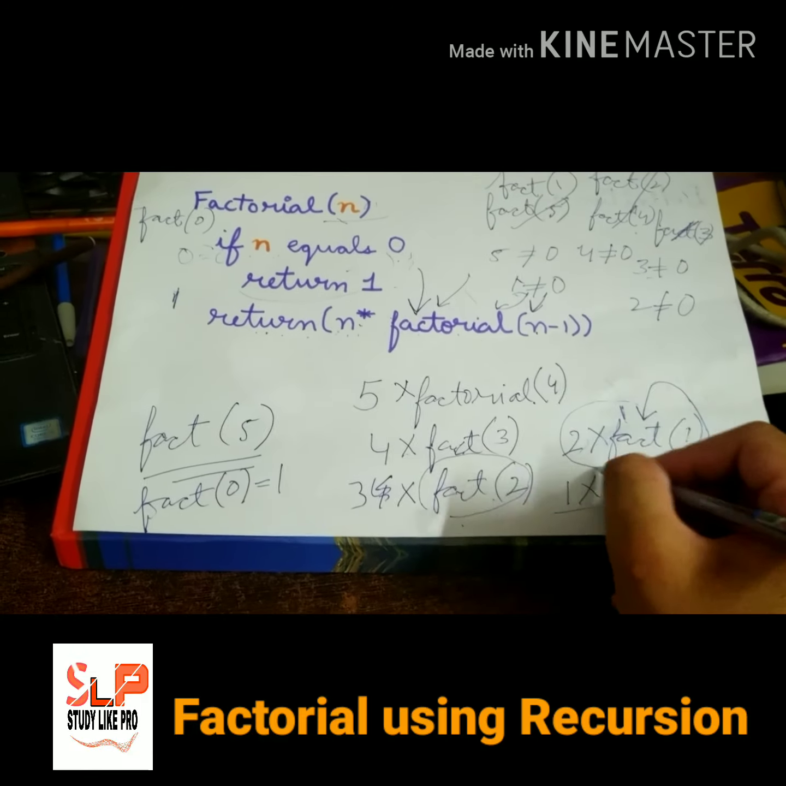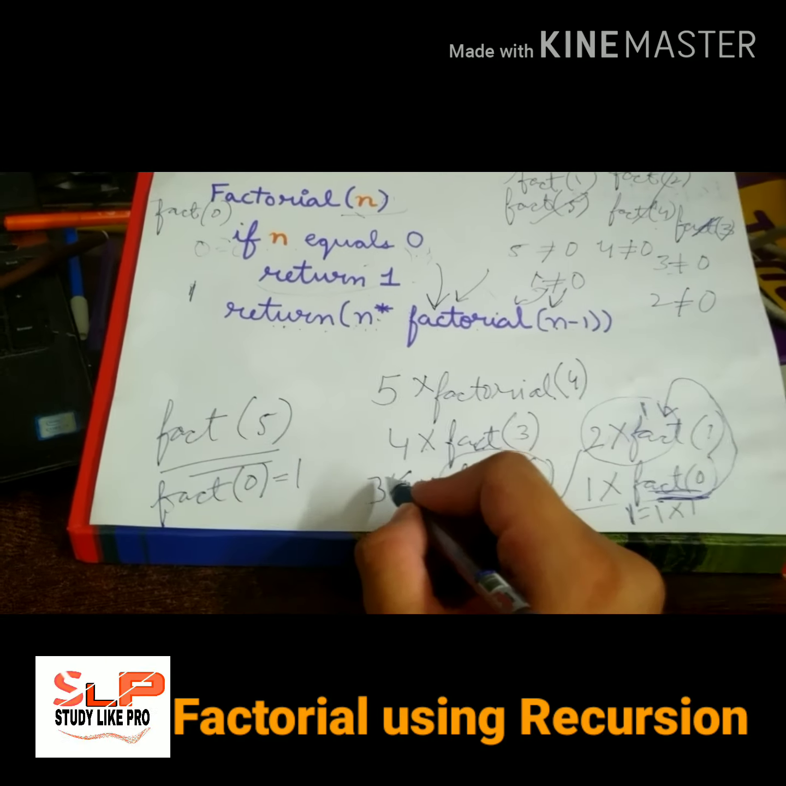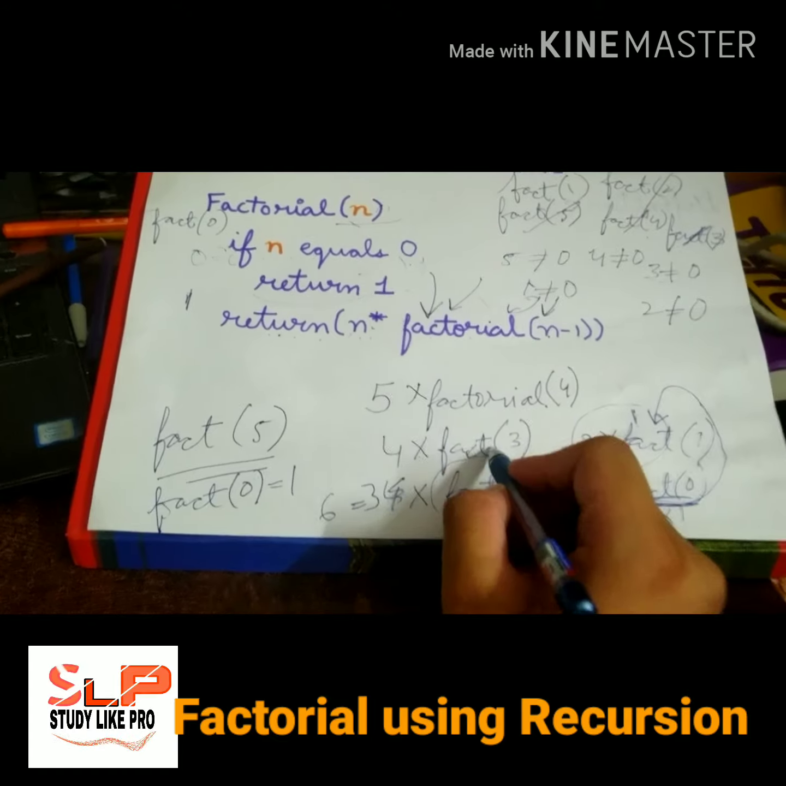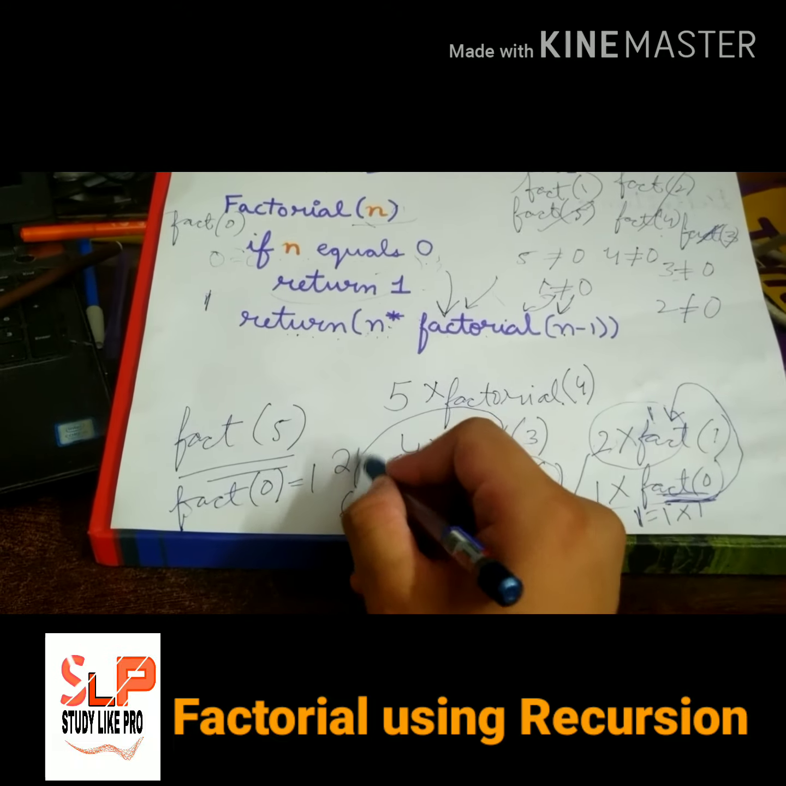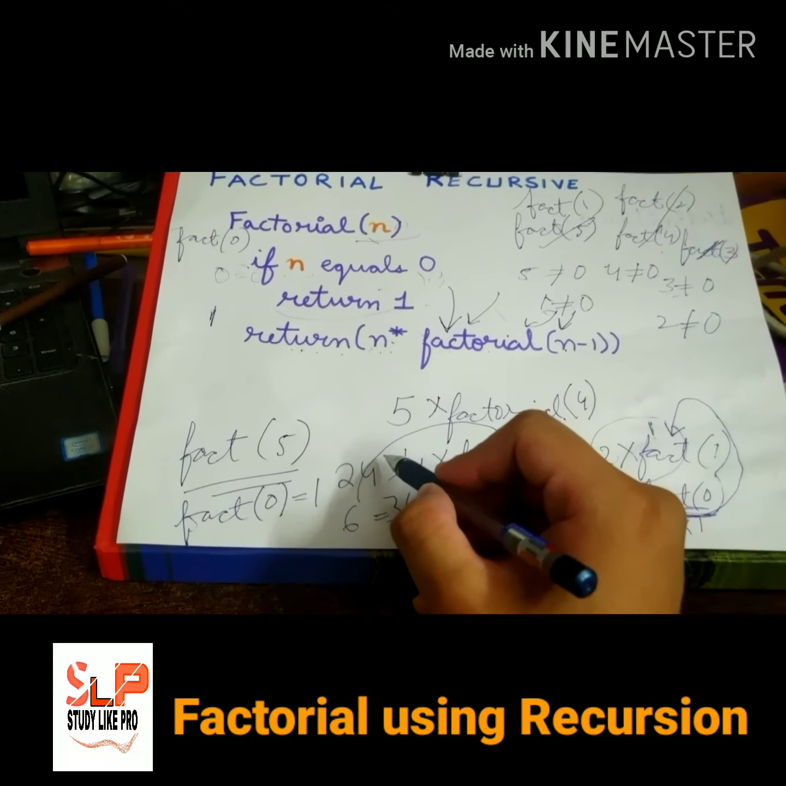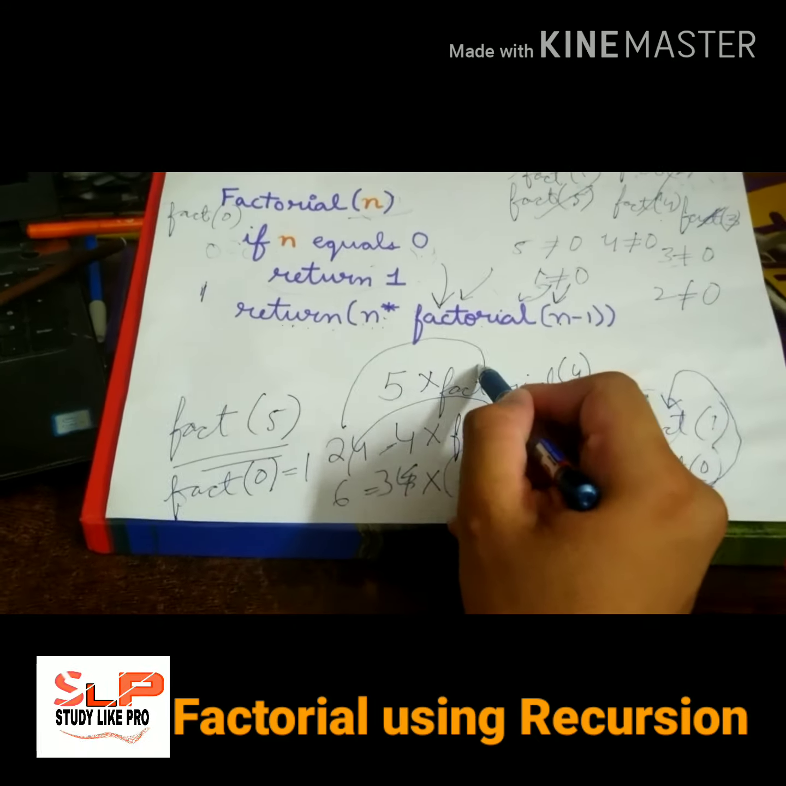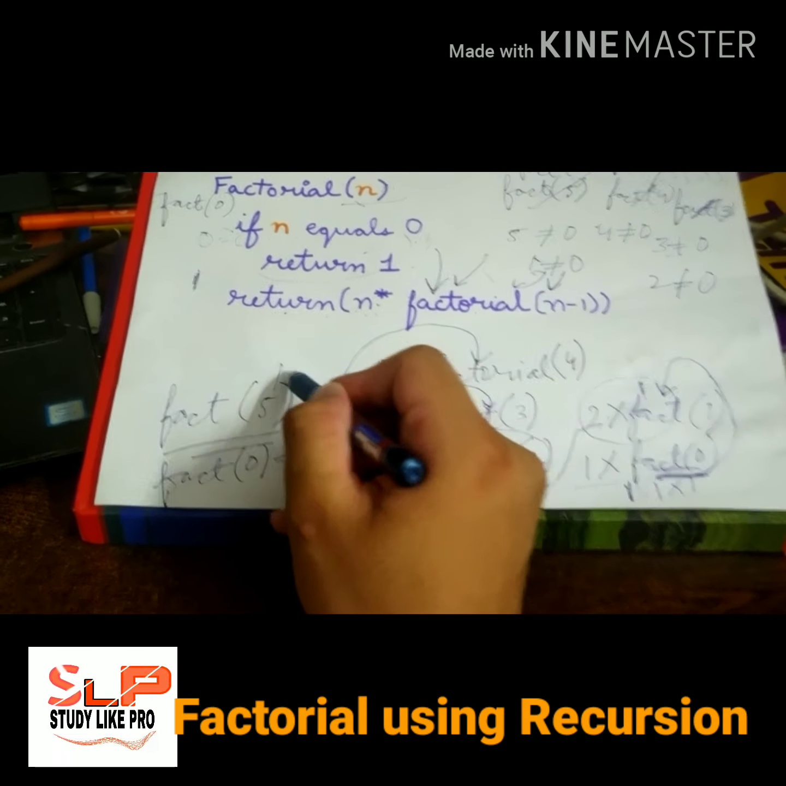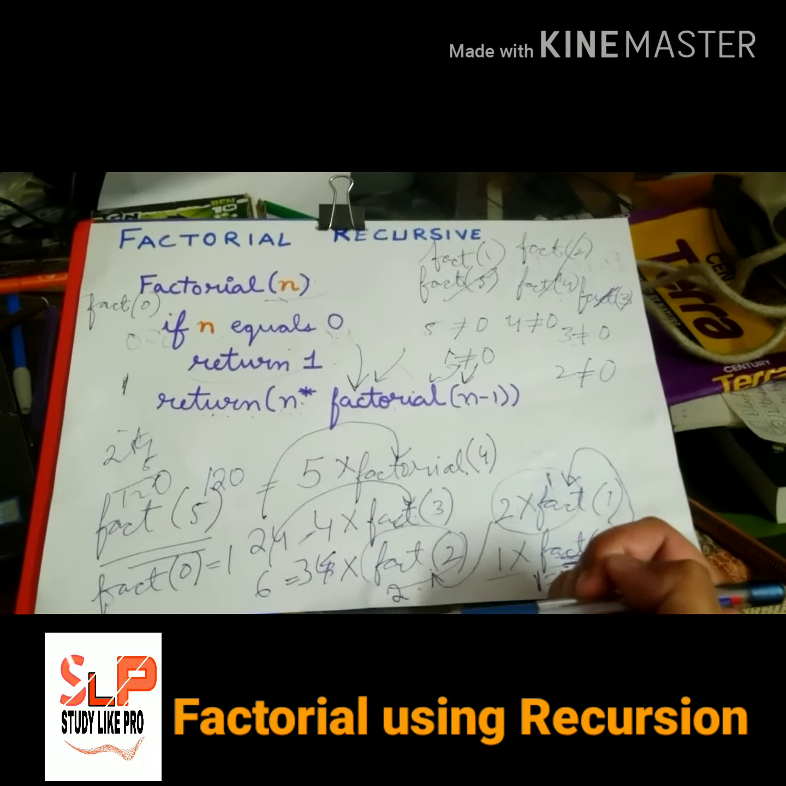The factorial 2 is 2, so here the value of 2 will be stored. So it becomes 6. Factorial 3 is 6. So 6 into 4, that is 24. Now factorial 4 is 24. So 24 into 5 comes out to be 120. So this is how the recursion works.